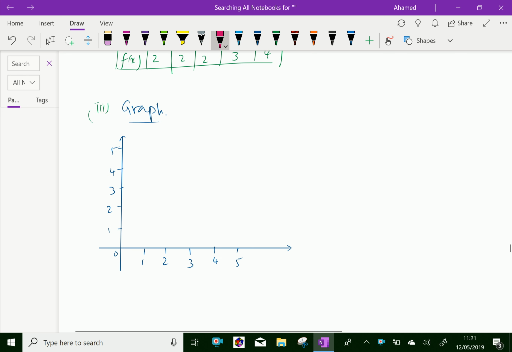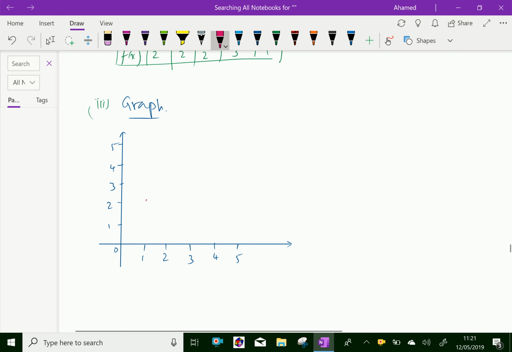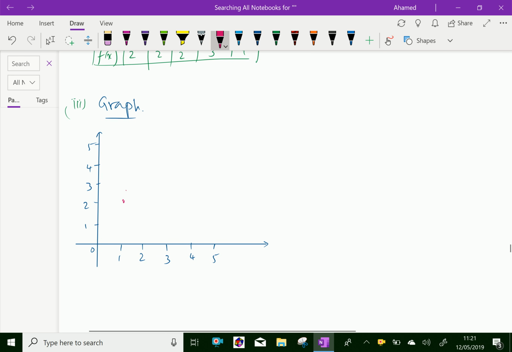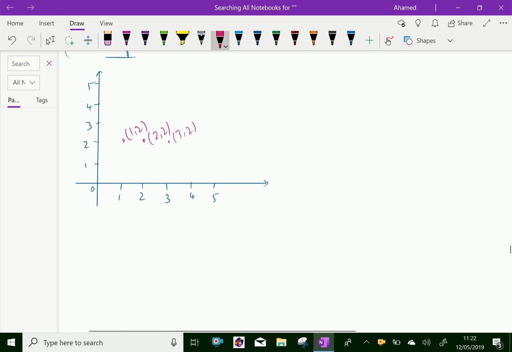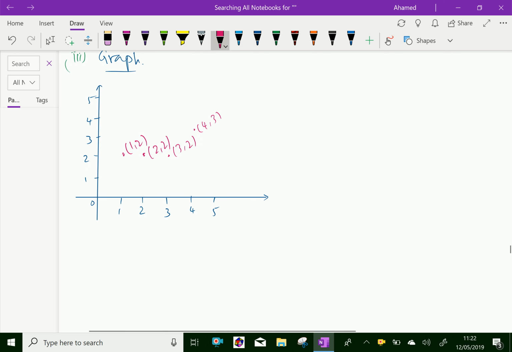First, 1 and 2. This is point 1, 2, then 2, 2, we'll write here, 1, 2, this also, 2, 2 and 3, 2. And 4, 3, 4 and 5, 4. These are the points.